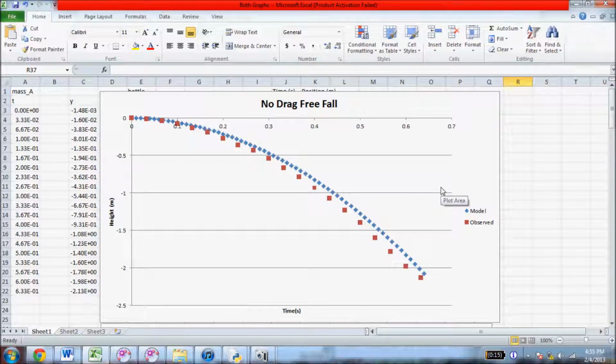They don't fit together perfectly, and this is because of some human error while using the tracking software, and some forces that weren't accounted for. For example, in the model, the drag force was determined to be 0, while in the observed data, even though the bottle experiences very little drag, it still does experience some drag.